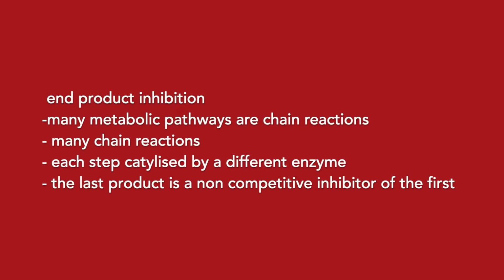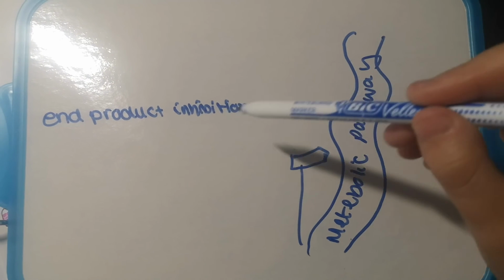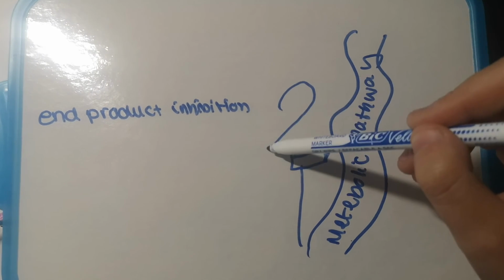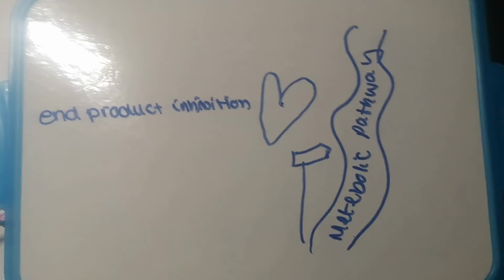End product inhibition includes many chain reactions, each step catalyzed by a different enzyme. The product of the last reaction is a non-competitive inhibitor of the first. This means that the pathway is regulated. Many metabolic pathways are chain reactions too. As stated before, the advantages in using end product inhibition for controlling metabolic pathways is tremendous.